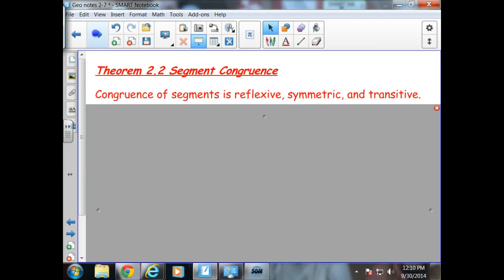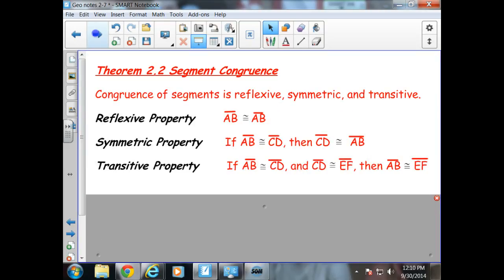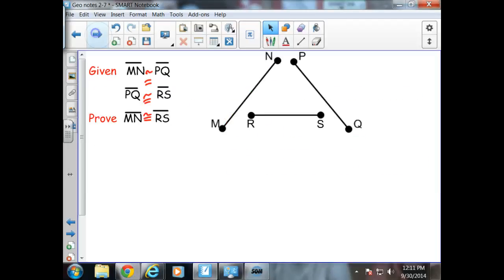You guys have been wanting to use these for a while now. So we're going to go ahead. We get the congruence segment. Congruent means you can use the reflexive, symmetric, and transitive properties. So we don't have to change them to equal all the time. We can use them if they're congruent. You know these properties already. So instead of having equal signs, now you have congruent signs.